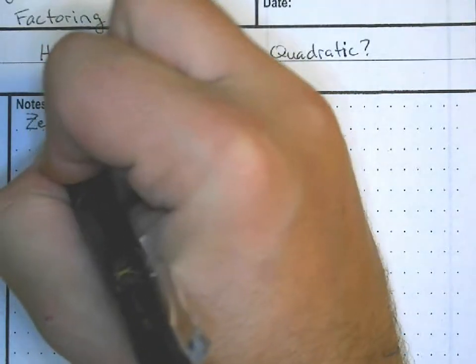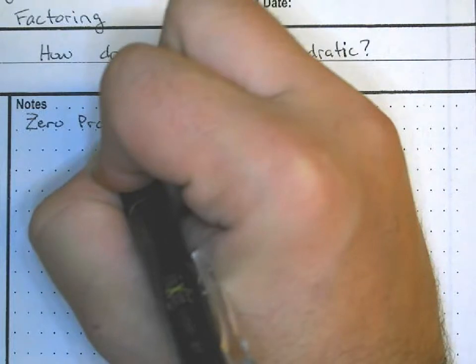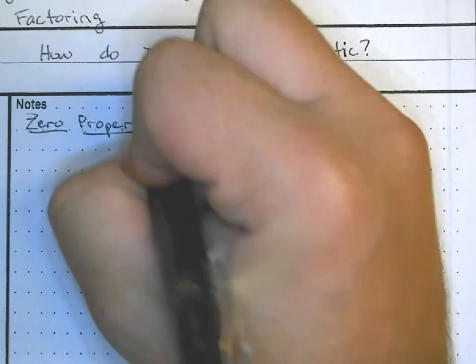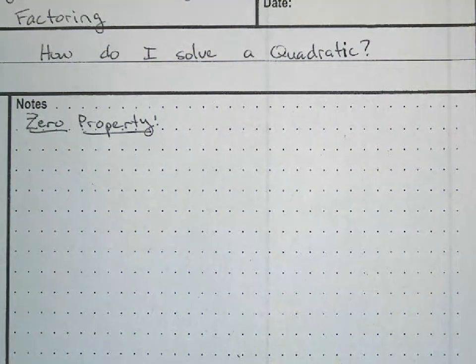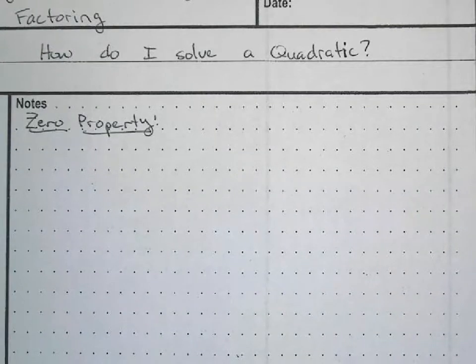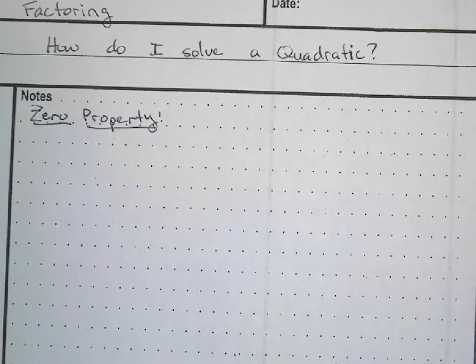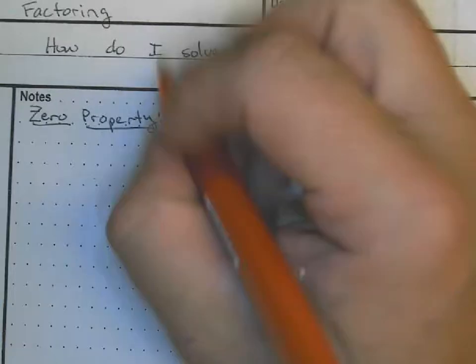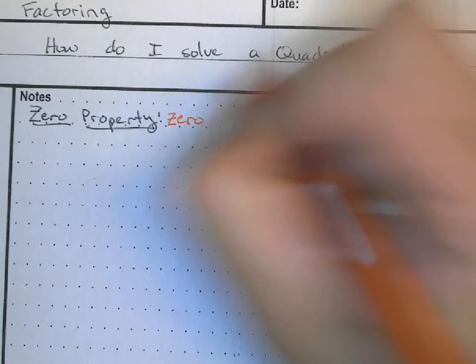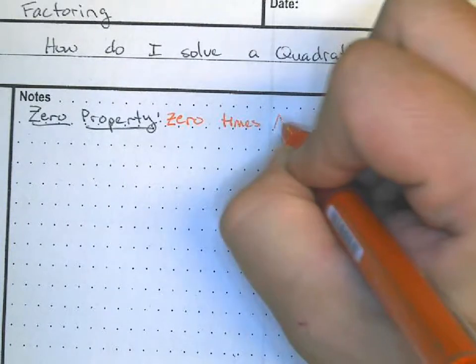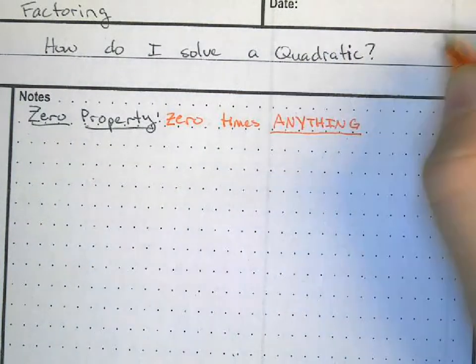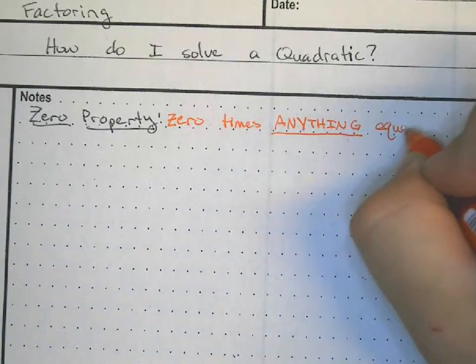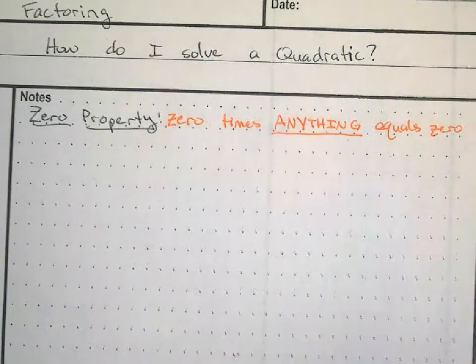So first thing I want to talk about is the 0 property. Very strong property used in multiple disciplines in mathematics, and it's just like the idea of what can 0 do, especially when we're talking about multiplying. In essence, what it's getting at is 0 times anything equals 0.